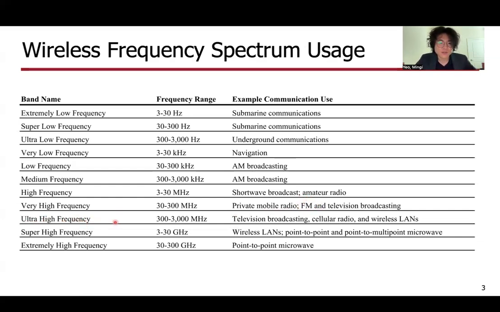At ultra high frequencies, we find 4G cellular radios and wireless LANs like Wi-Fi to allow for wireless internet connectivity. And at the highest frequencies, we find point-to-point microwave systems such as the modern 5G communication. And our work in this defense works within these high frequency and extremely high frequency bands.